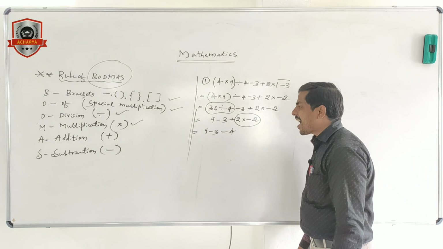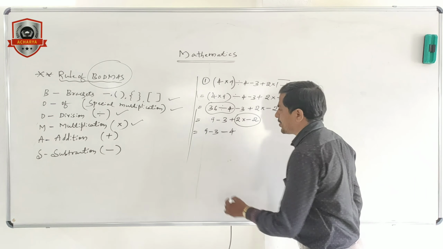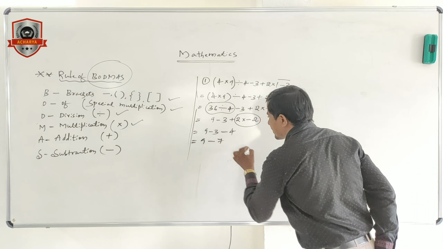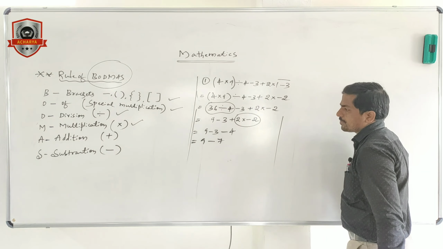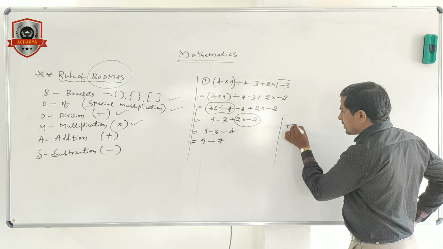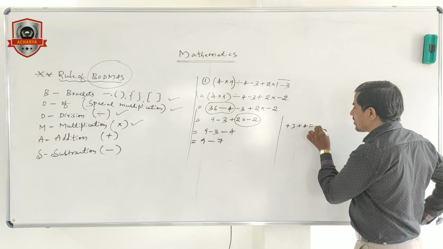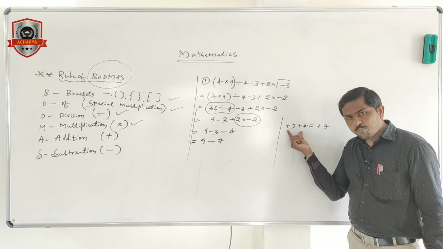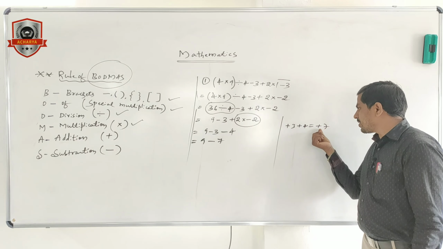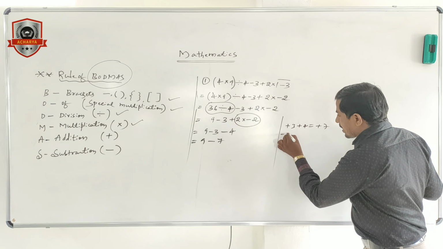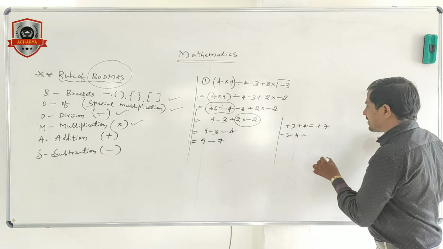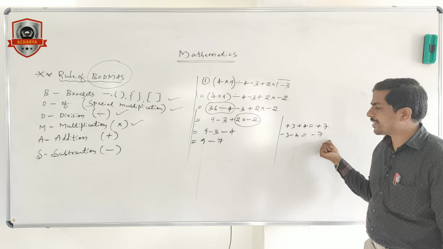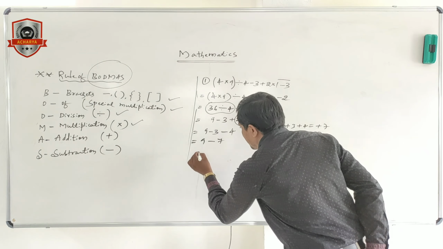What about the next? Addition. 9 minus 3 minus 4 is what? Minus 7. So listen here: plus 3 plus 4, what are you getting? Plus 7. Both are positive signs, you can add it and make it positive. Both are negative, again add it and just put a negative sign. Minus 3 minus 4 is what? Minus 7. So minus 7 I have written.